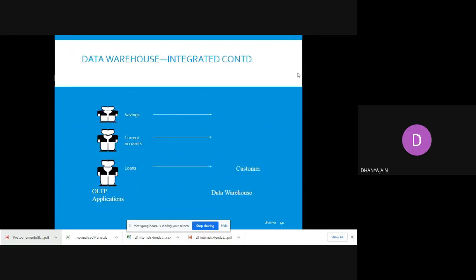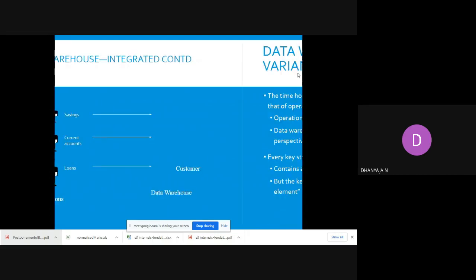Next, here you can see some of the OLTP applications like savings accounts, current accounts, loans, and all. A customer is applying for a loan, and the bank manager has to take a decision on it. So he will take the decision based on what kind of data is stored. According to that, the data will be analyzed and new patterns will evolve.